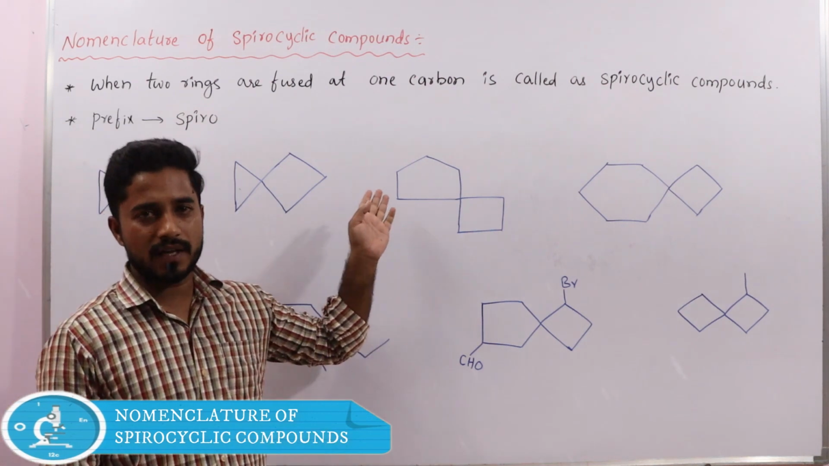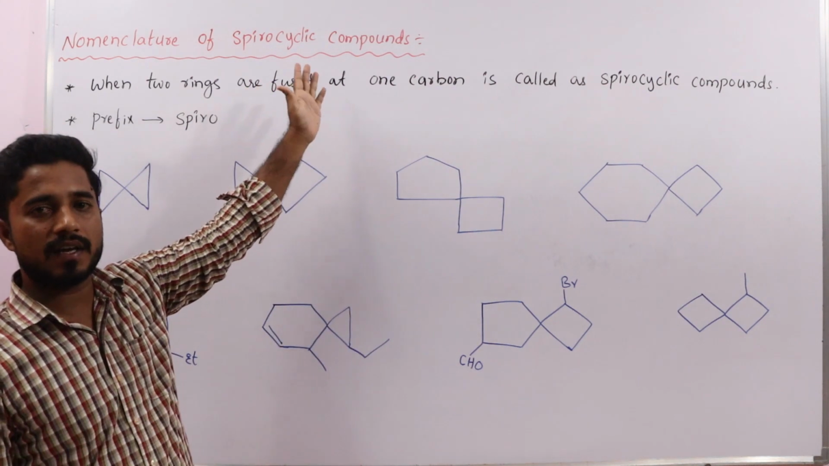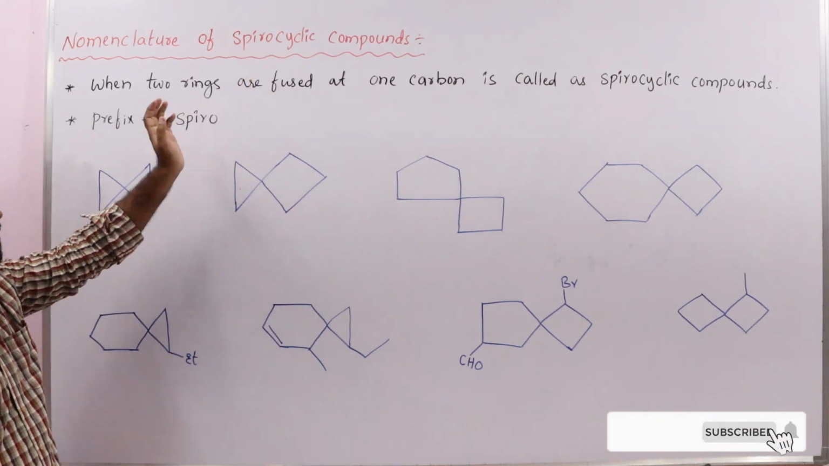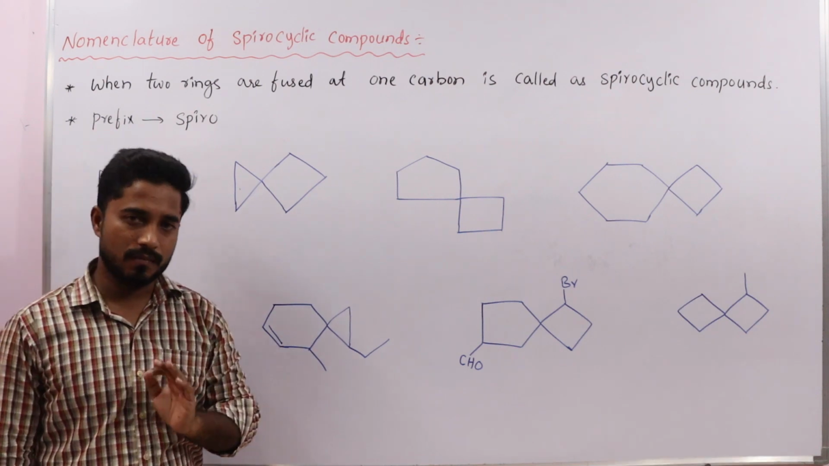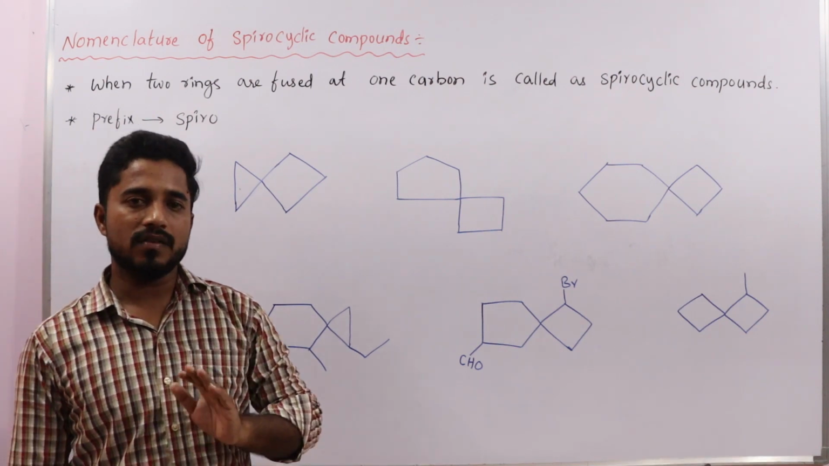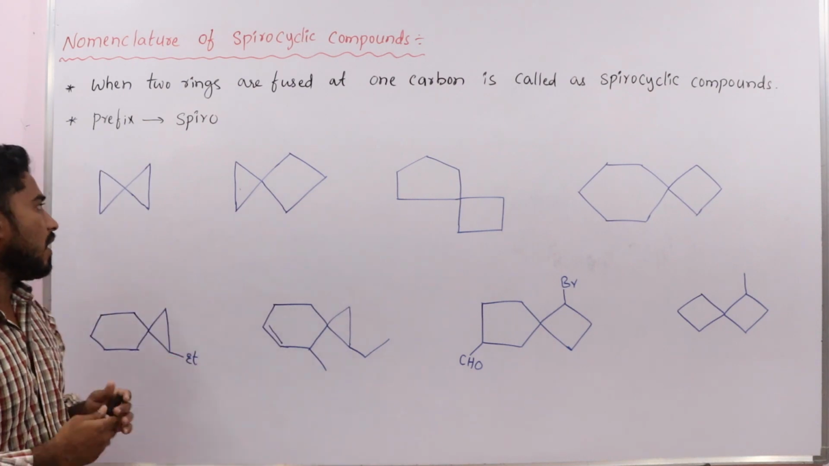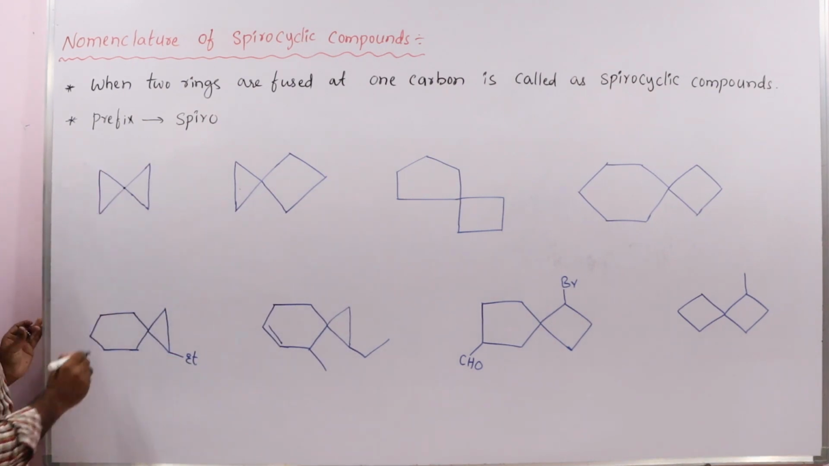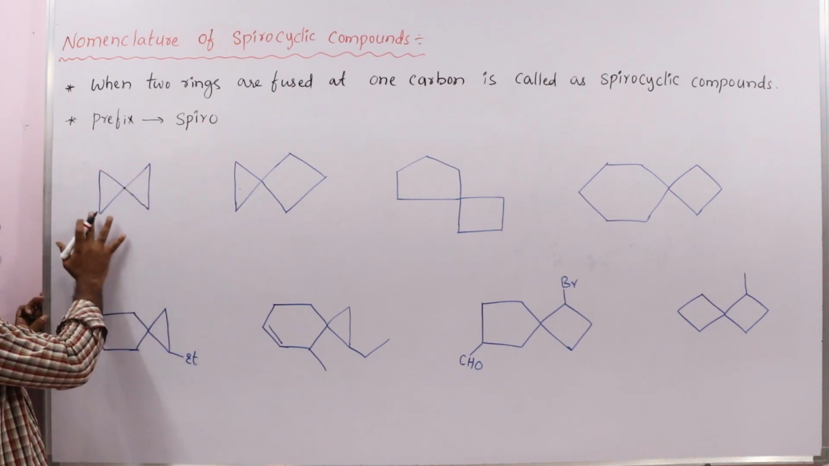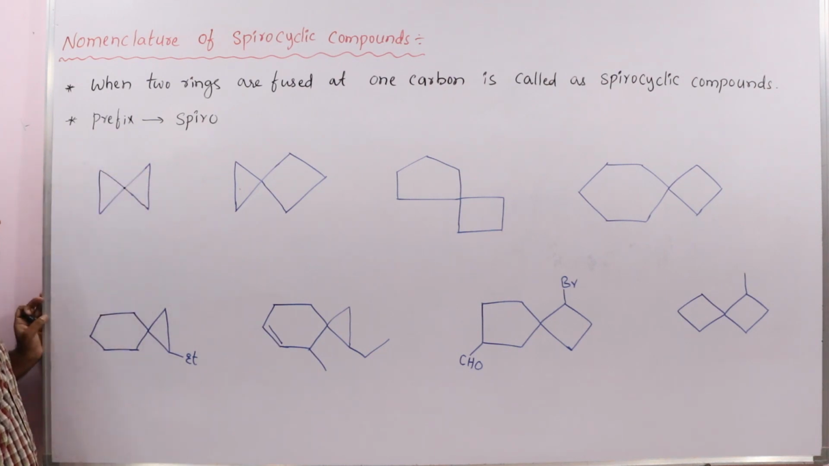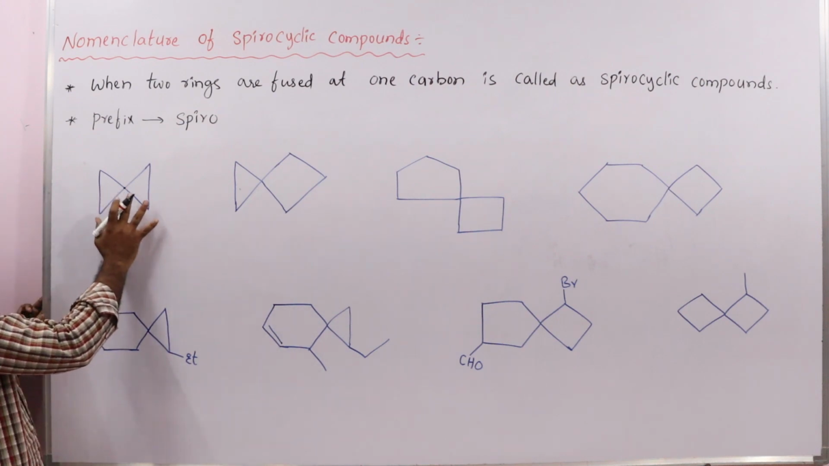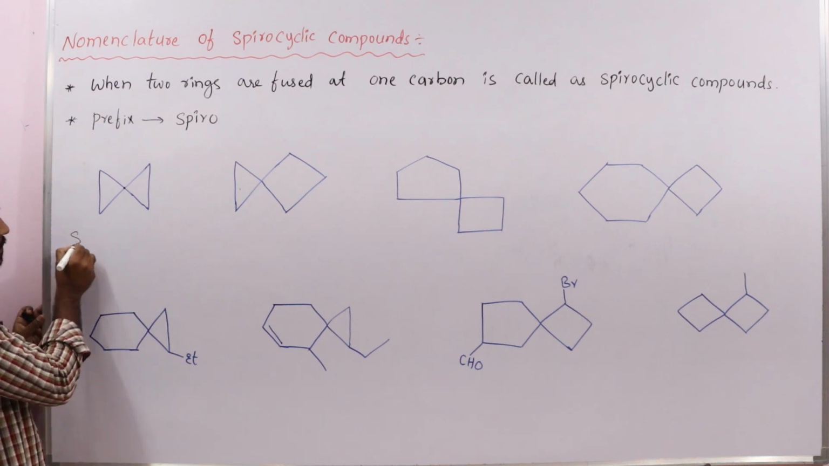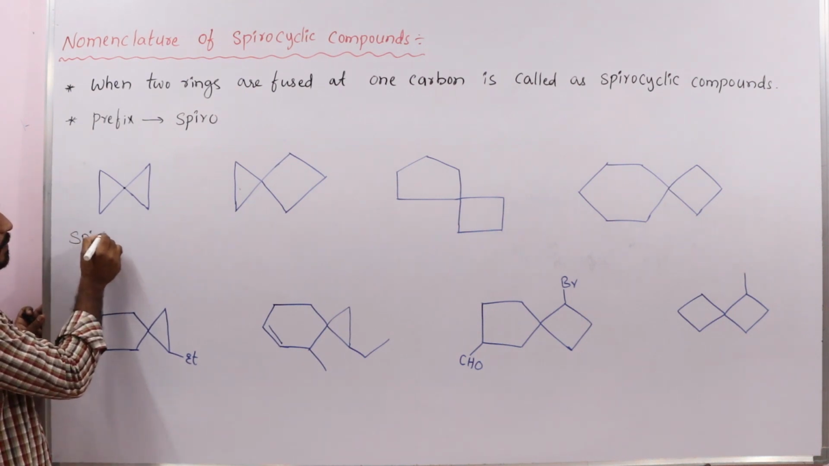In this video, I am going to explain the nomenclature of spirocyclic compounds. Spirocyclic compounds are those in which two rings are fused at one carbon. Here you see these two rings are fused at one carbon, so that's why these are called spirocyclic compounds. To give the name for spirocyclic compounds, we have to use a prefix, that is spiro. It's a prefix spiro.